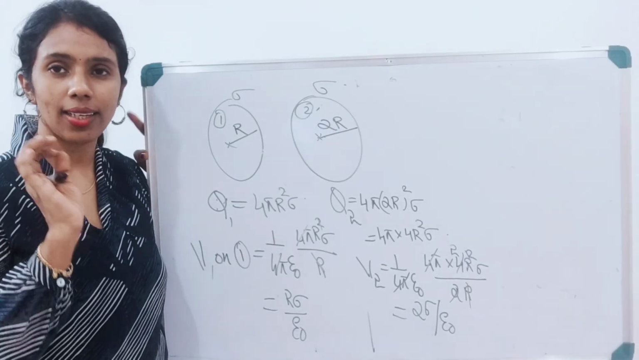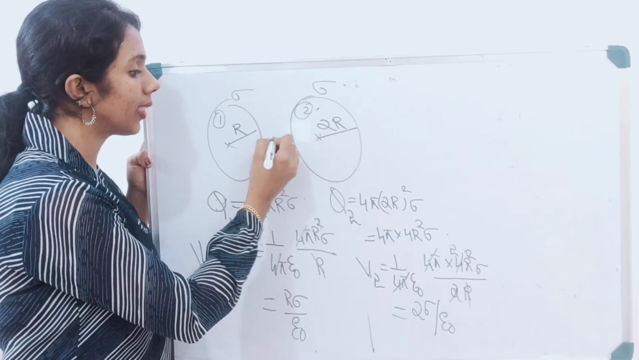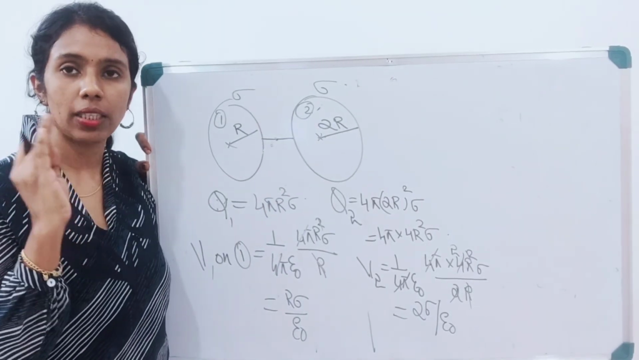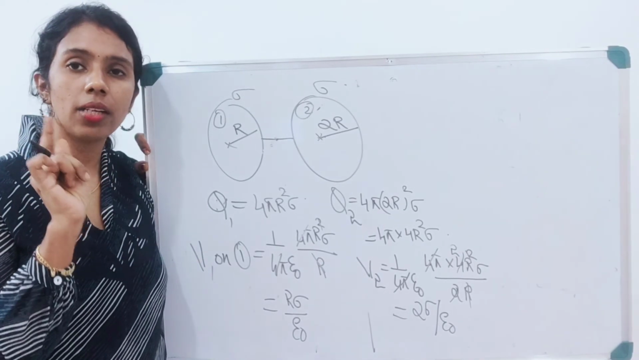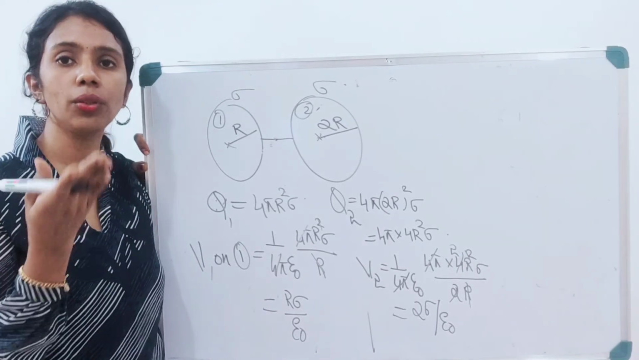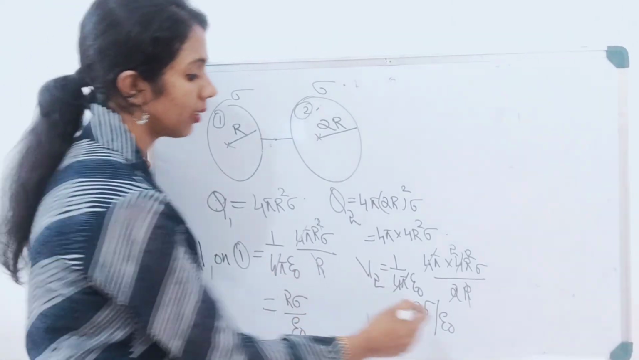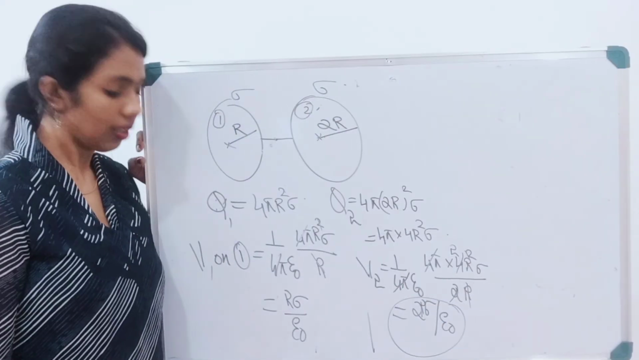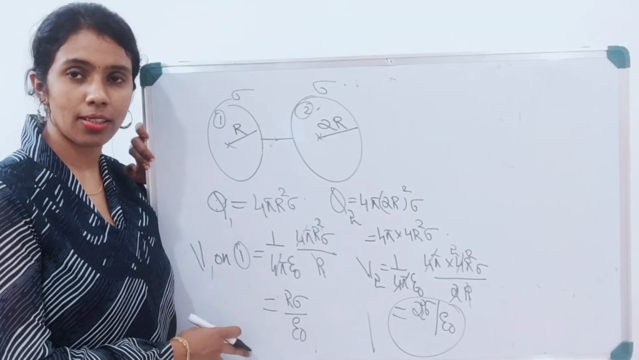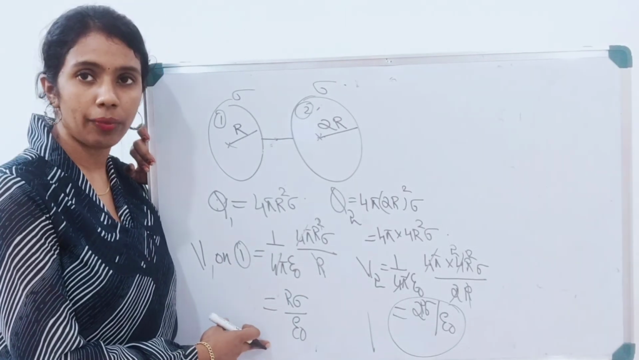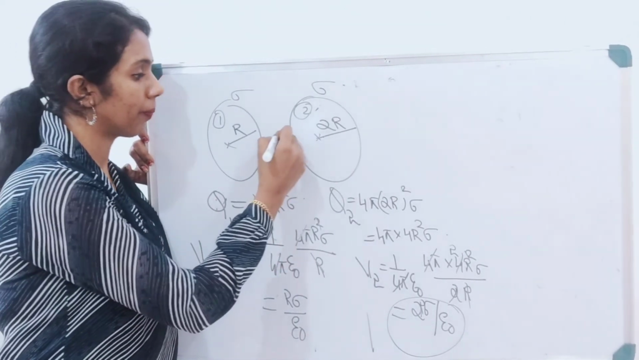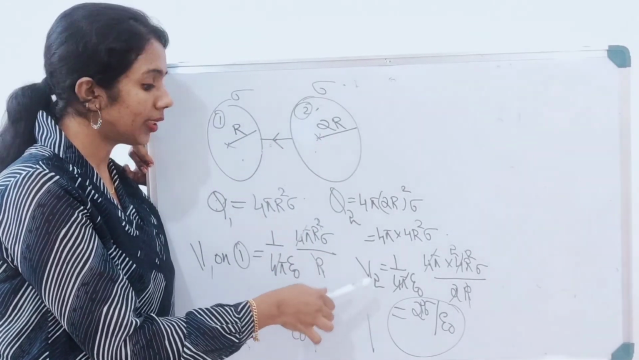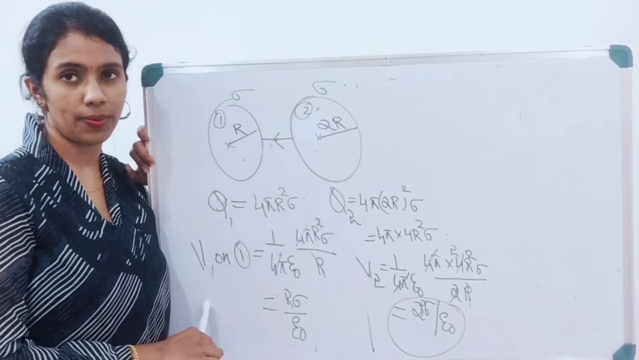What we have to find is, if these spheres are connected by a conducting wire, in what direction will the charges flow? That is the question. Charges will always flow from higher potential to lower potential. Here the higher potential is V2 because it is 2r sigma by epsilon 0. The lower potential is r sigma by epsilon 0. V2 is 2 times greater than V1. So the charges will flow from sphere 2 to sphere 1 because sphere 2 is at the higher potential, which is 2 times the potential of the first sphere.